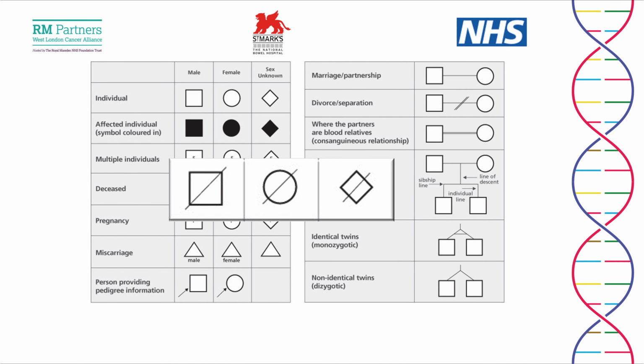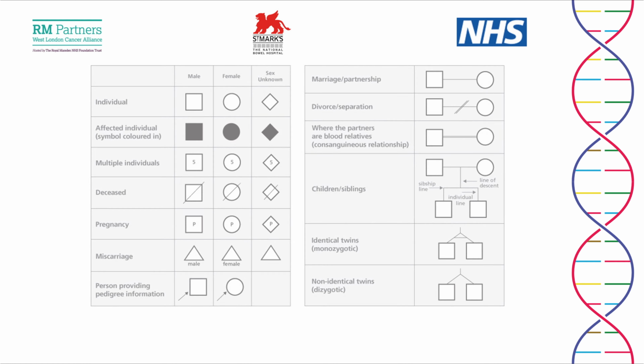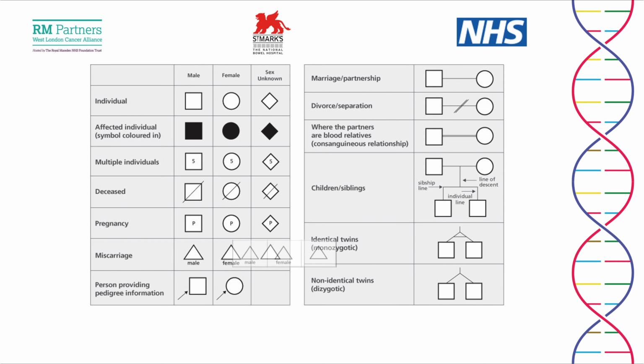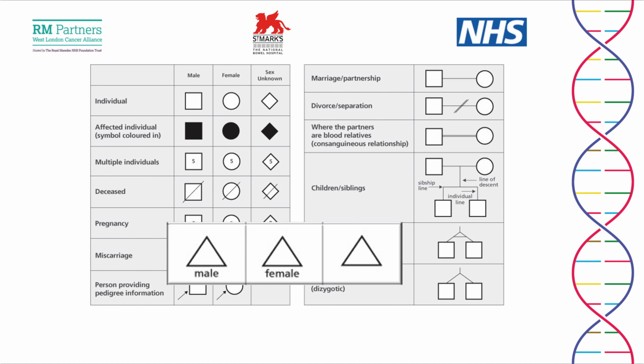Draw a line across the symbol to show if a person is deceased. Write the letter D with their age and cause of death. If cancer, don't forget to also write the age of onset and cancer type. Write a letter P inside the symbol to highlight the individual is pregnant. Draw a triangle for a miscarriage. Under the triangle, write the months of the pregnancy and the gender and name if known.